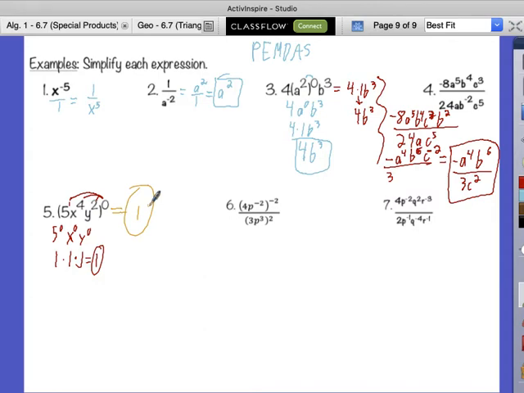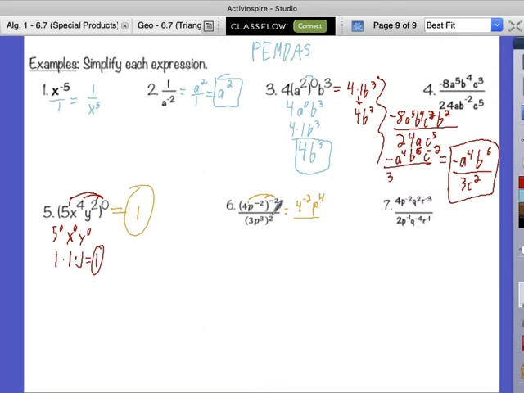Number 6, 4p to the negative second, all being raised to the negative second, all over 3p to the third, all being raised to the second. Now, before I move this p downstairs, I have to take care of this negative 2 outside of it first. So I'm going to distribute this negative 2 to the exponents inside. 4 is being currently raised to the first, so it becomes 4 to the negative second. P is being raised to the negative second. Negative 2 times negative 2 is positive 4.